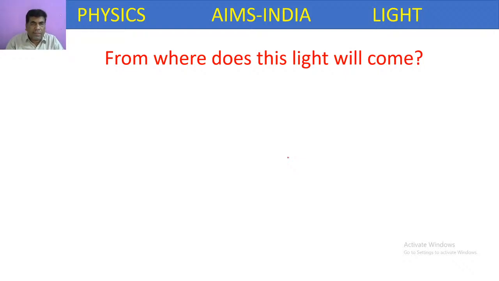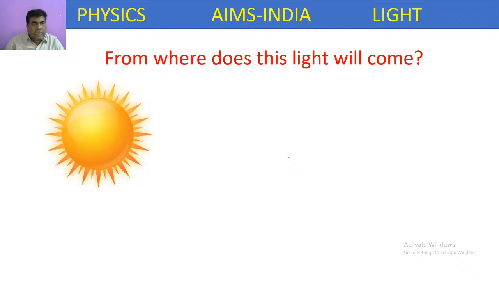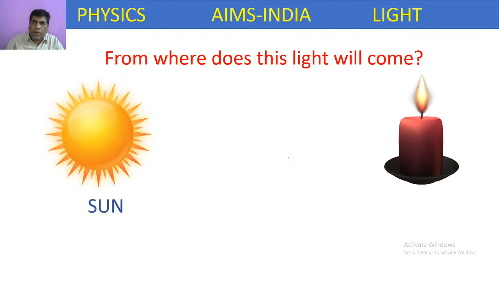Actually, where does this light come from? The sun is the primary source of light. Whatever light we are making use of on the earth, most of it is coming from the sun, because the sun is the primary source of light. Not only the sun, even objects like candle or tube light or glowworm also emit light.